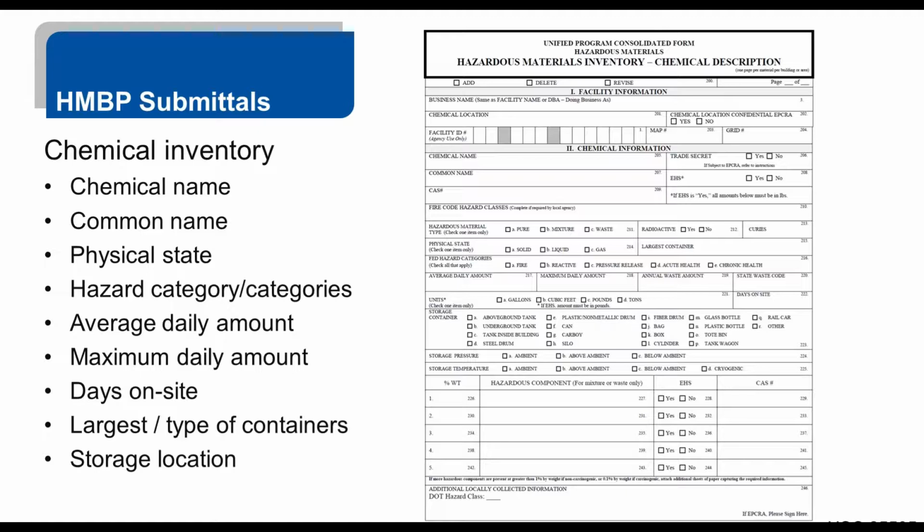Each one of those is going to have their own chemical inventory description, including the chemical names, common names, physical state, the hazard category or applicable categories, keeping in mind that those changed this year. They've been expanded, and the next slide will show you an overview of the expanded chemical categories. The average daily amount and the max daily amount, the number of days on site, as well as the largest container and the type of container, so they are easily identified by the emergency responders, and your storage locations, so they know what part of the facility to expect the bulk of your chemicals.